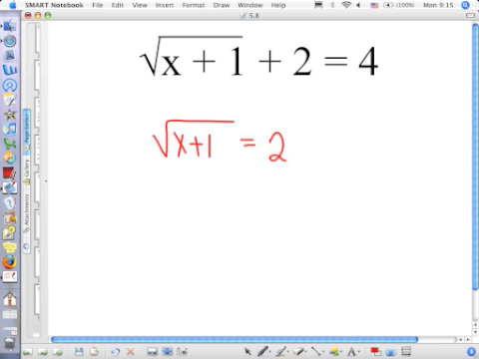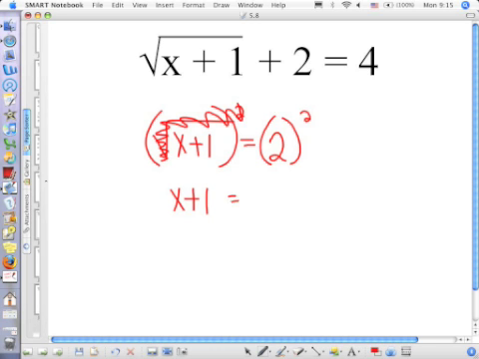Now that I've isolated the radical, the next step was undo the radical. It's the square root. How do you undo a square root? You square. But what you do to one side, you also have to do to the other, right? What do you end up with on the left? X plus 1. If the whole thing's under a square root and I square it, these simply cancel each other. And so all I have is x plus 1.